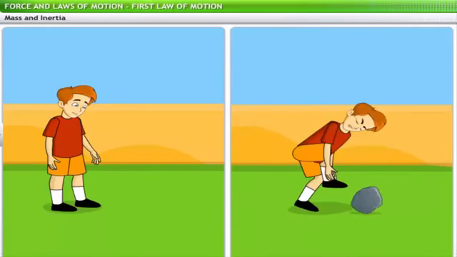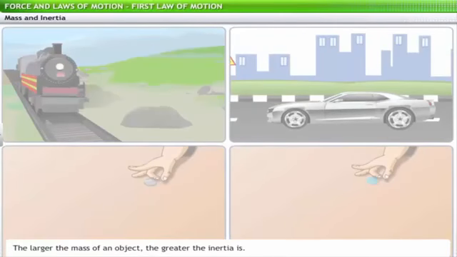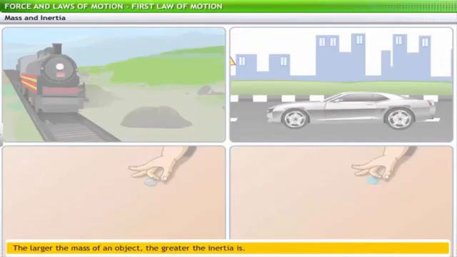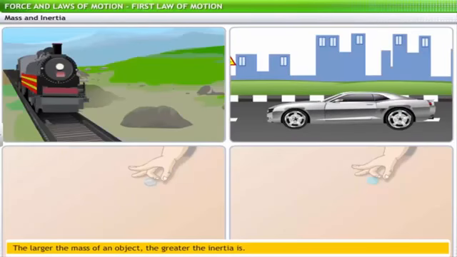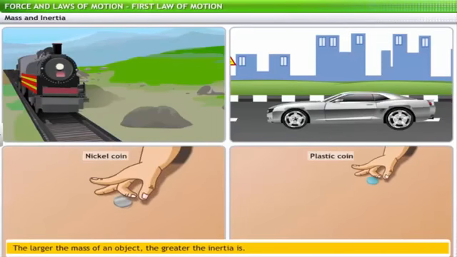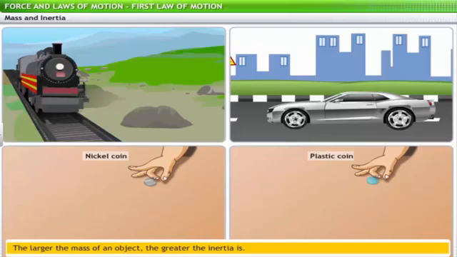But would you try kicking large stones of the same size? No, that would hurt, as you can see. So, remember, the larger the mass of an object, the greater is the inertia. Based on this, if you compare a car and a train, and a plastic coin and a nickel coin, which of these would have more inertia?